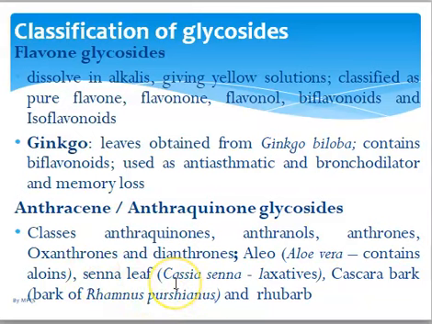Senna, Kazire contains this. I don't know what they call Kazire in English. Senna leaf, Cascara senna, these are laxatives. Cascara bark, the bark of Rhamnus purshiana, and rhubarb. Now remember, this is just a simplified discussion.